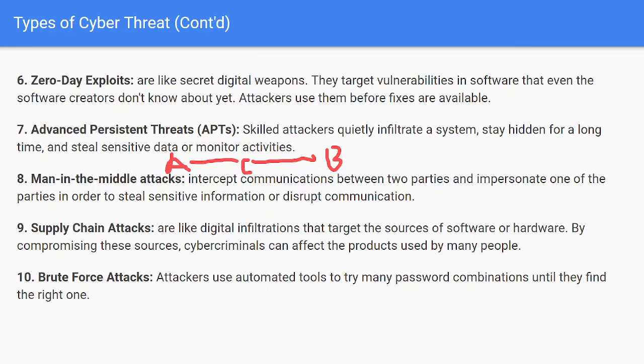Then the next point we have is the brute force attack. Brute force attacks are automated tools used to try password combinations until they find the right one. So basically, a brute force attack entails that we have a username and a password, right? You have a username and password when you want to log into an organization's system. So a brute force attack entails that I'm going to try multiple different kinds of passwords until I get the right password and the right user.